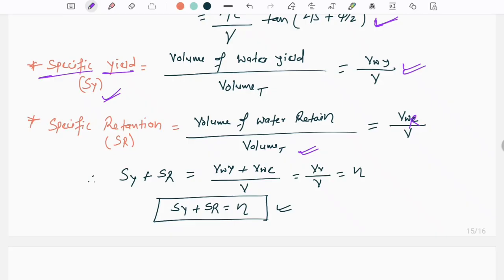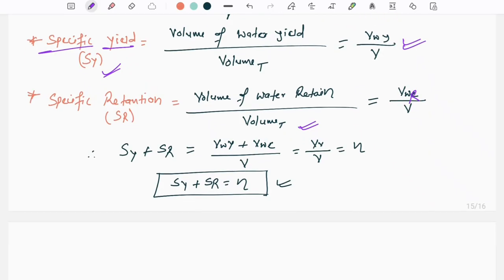If you add both specific yield and specific retention, Vwy plus Vwr, that is nothing but the volume of voids divided by total volume, that is porosity. So specific yield plus specific retention is equal to porosity. This expression is also asked in the exam, you need to remember.